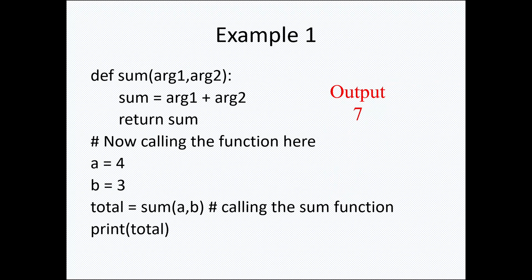Example, we use the function sum. Create the function definition sum with two arguments, argument 1 and argument 2. Then we calculate the sum and return the addition value. Calling the sum function here, sum of a comma b. The return value is stored in the variable total and then print the total.